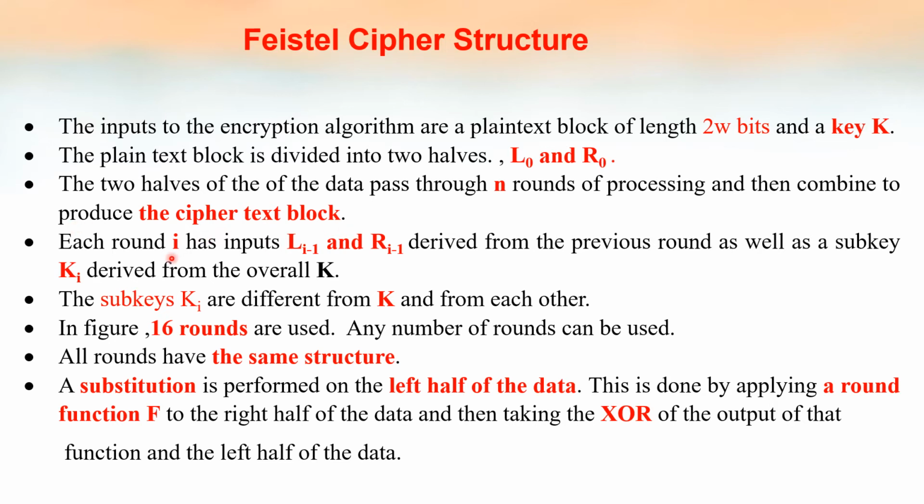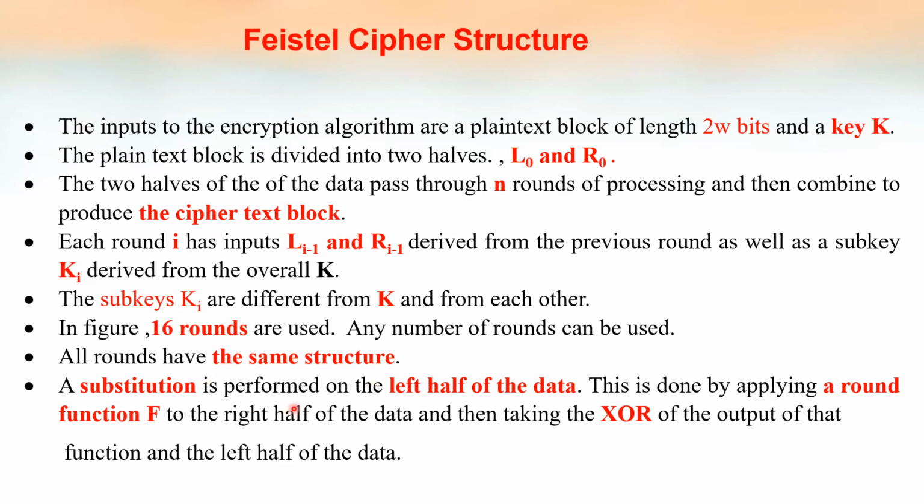block. Each round i has inputs Li-1 and Ri-1 derived from the previous round, as well as a subkey Ki derived from the overall K. The subkeys Ki are different from K and from each other. In the figure, 16 rounds are used. Any number of rounds can be used. All rounds have the same structure, that is important.